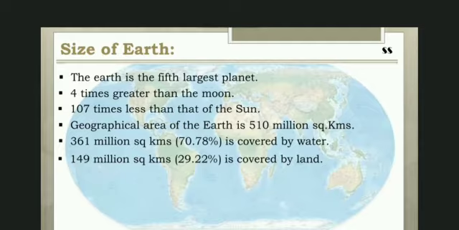The Earth's shape is often described as a geoid, which literally means earth-shaped or oblate spheroid. The equatorial diameter of the Earth is 12,756 kilometers and the polar diameter is 12,714 kilometers. Equatorial circumference is 40,076 kilometers and the polar circumference is 40,008 kilometers.